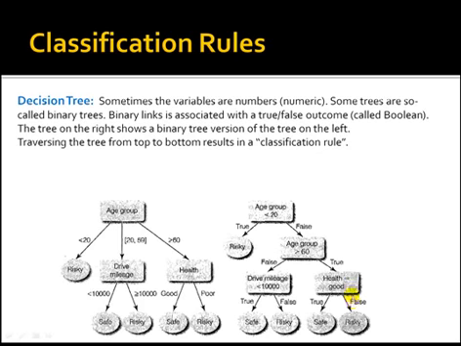Traversing the tree from top to bottom results in a classification rule. We already saw that. Like, if age group less than 20 is false, and age group greater than 60 is true, and health is good, then safe. Okay.